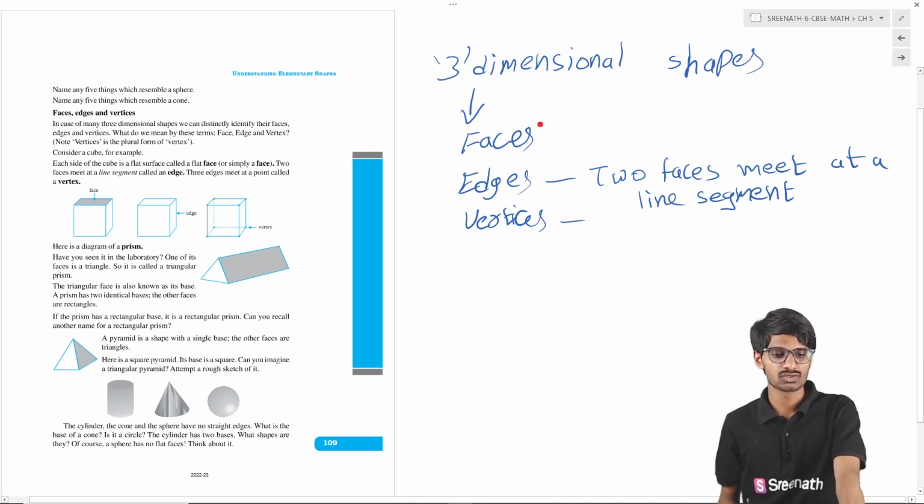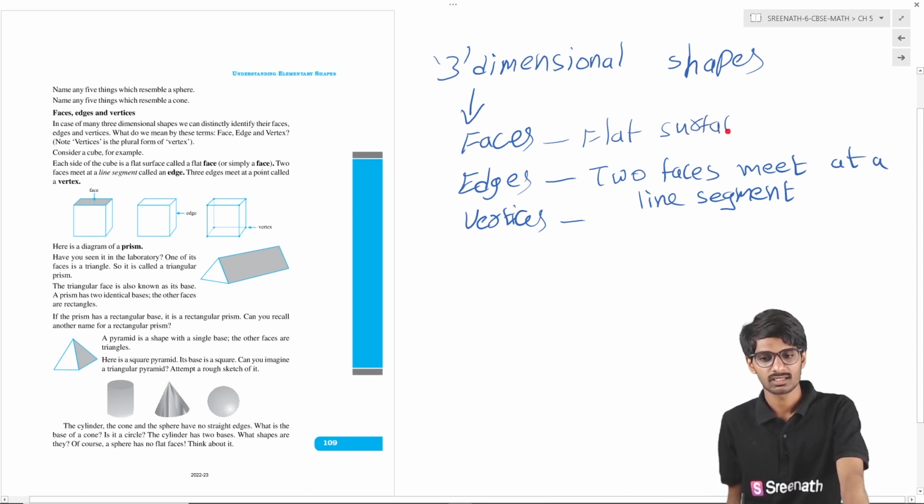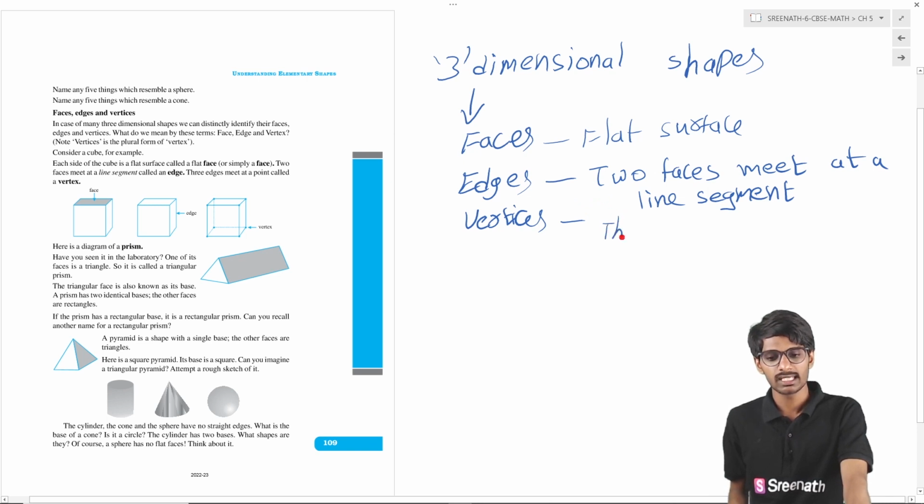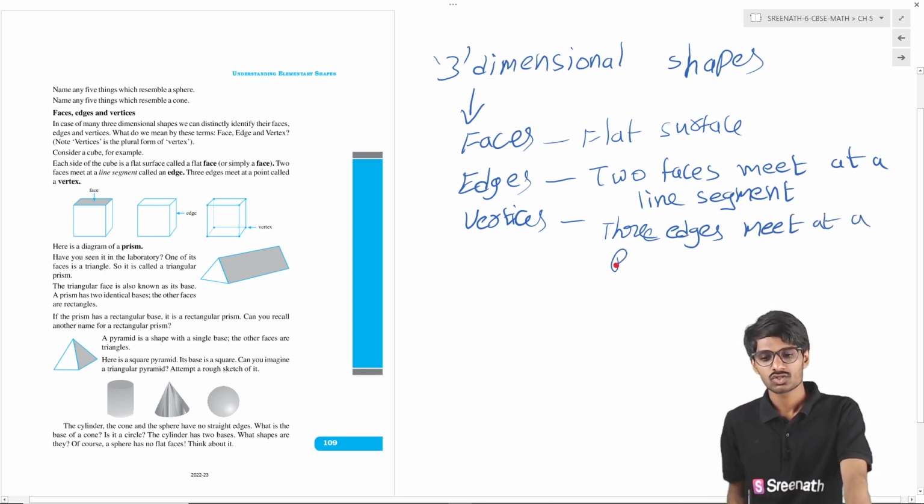Okay, that is about the edge. We know the flat surface is the face. And what are the vertices? Three edges meet at a point. We call that point the vertex. Point called vertex.